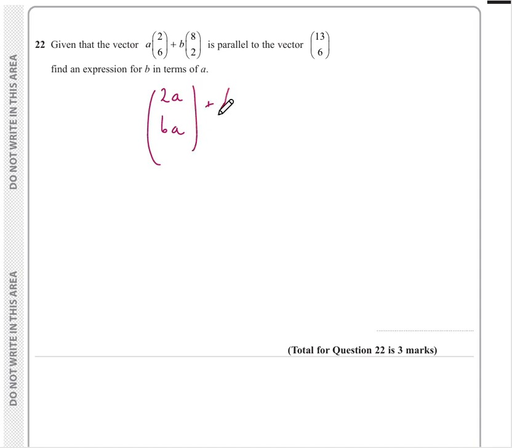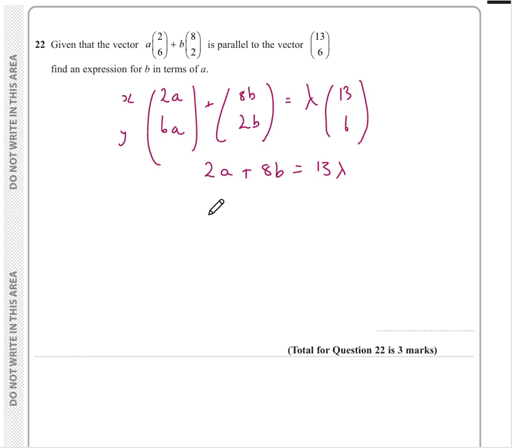And if we multiply by b, it's going to give us (8b, 2b). And that's equal to, so it's parallel, so it's going to be some multiple. We'll use lambda here. You can use any letter really that you want. (13, 6). Okay, so if we compare the x and the y components here, we're going to have 2a plus 8b is equal to 13 lambda. And the second equation, 6a plus 2b is equal to 6 lambda.